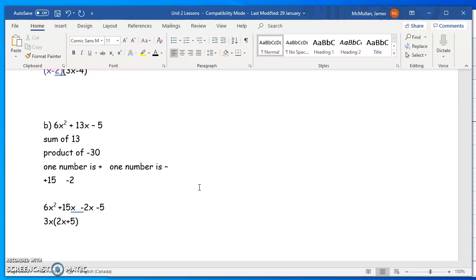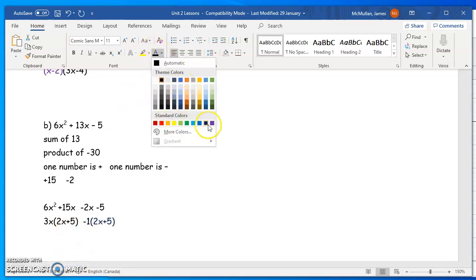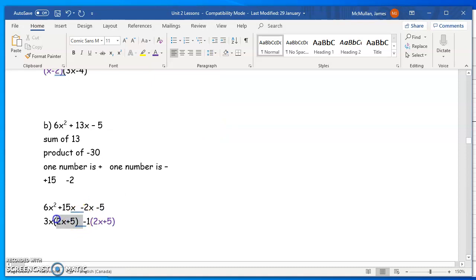2x plus 5. In my second pair, I can factor out a negative 1, and what I have left is 2x plus 5. Again, I know I did this right because this bracket here, the 2x plus 5, is the same as this bracket here, which means that it can be factored to the front, and whatever's left over can be collected. Okay, so the 3x and the minus 1. So that's how you would do that one.